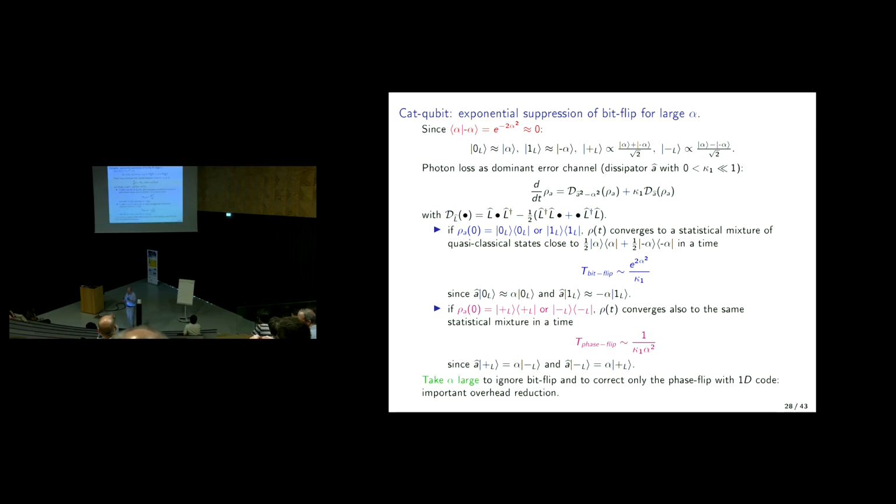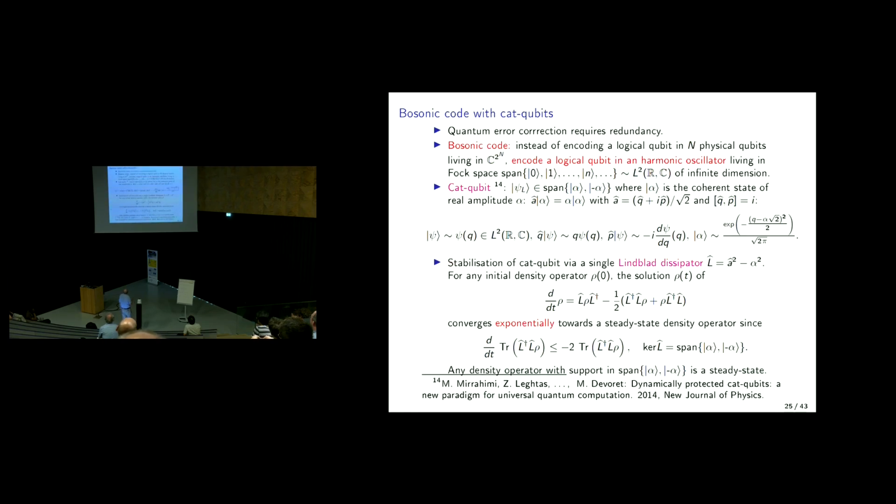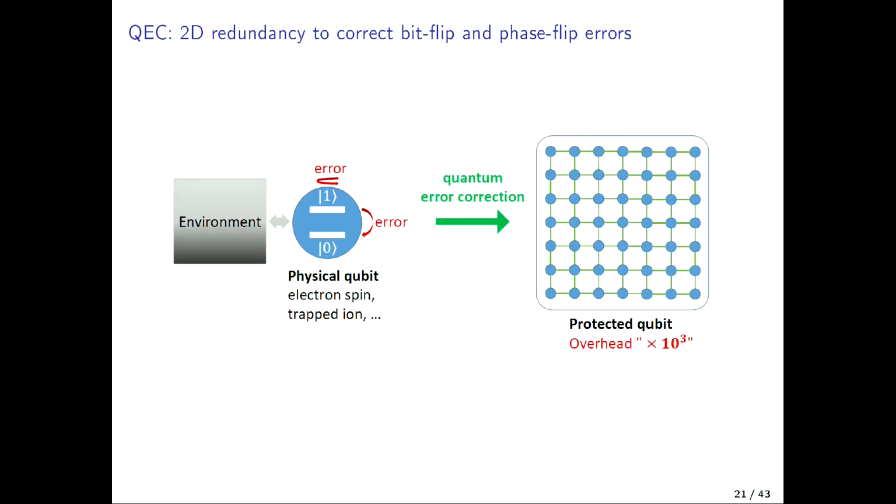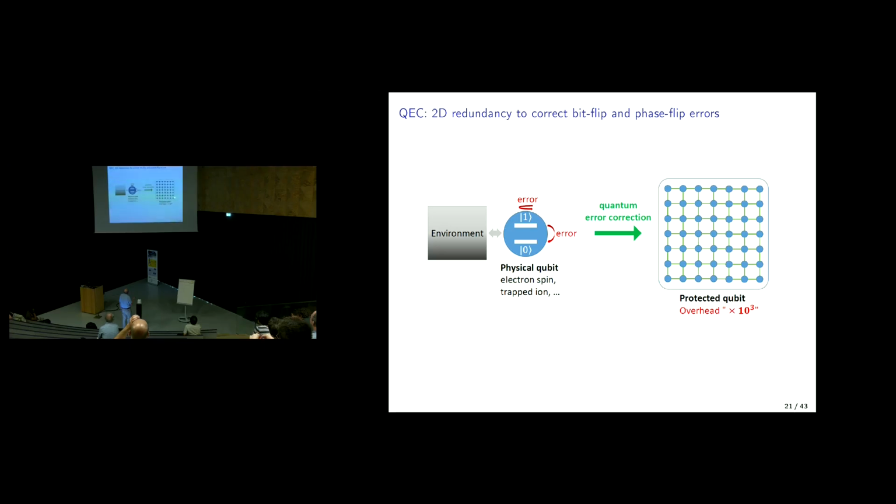You have something where you kill almost, in fact, the bit flip, and you have only one error to correct. If you consider this scheme where you have only one error, what you can use for each qubit is a cat state, a cat qubit, and you just have a redundancy of one, and you decrease, in fact, the physical overhead.